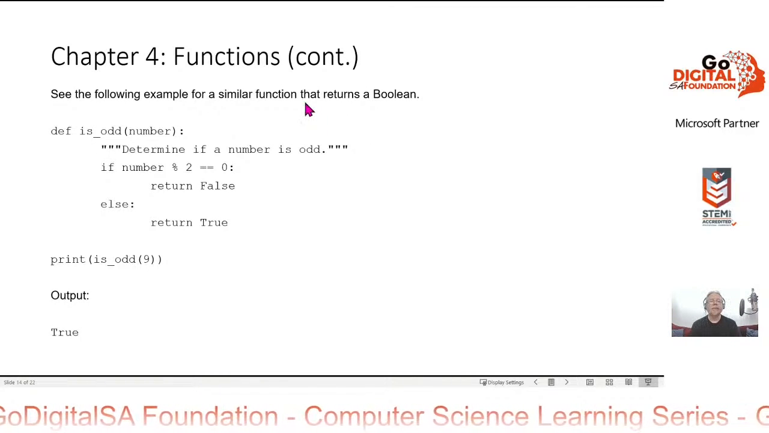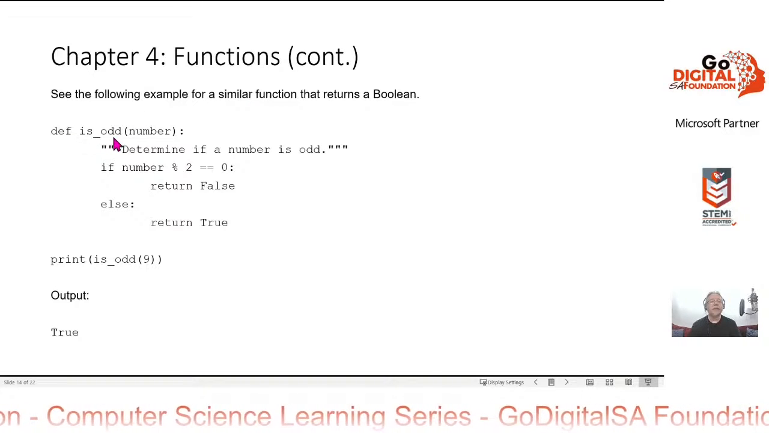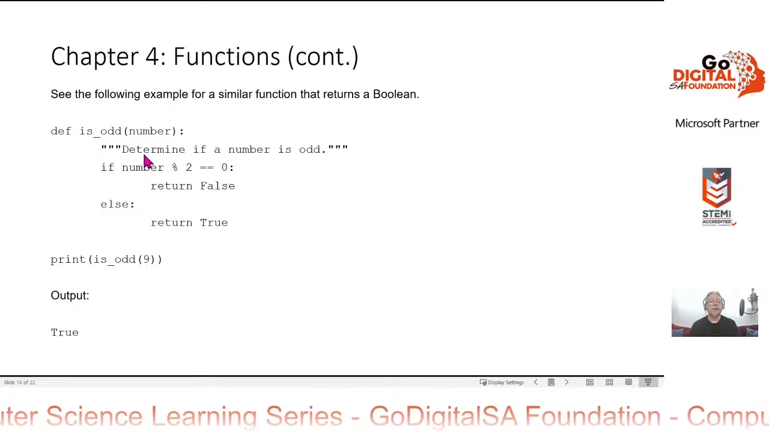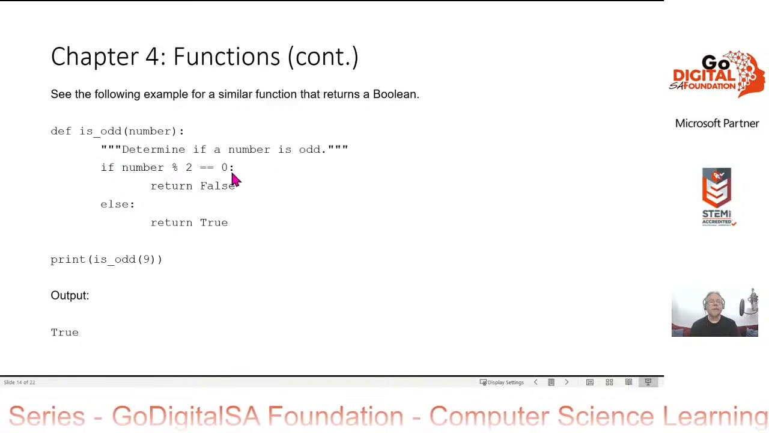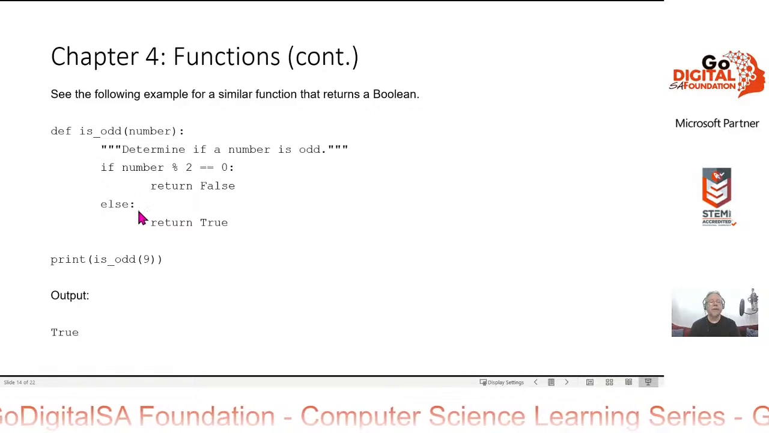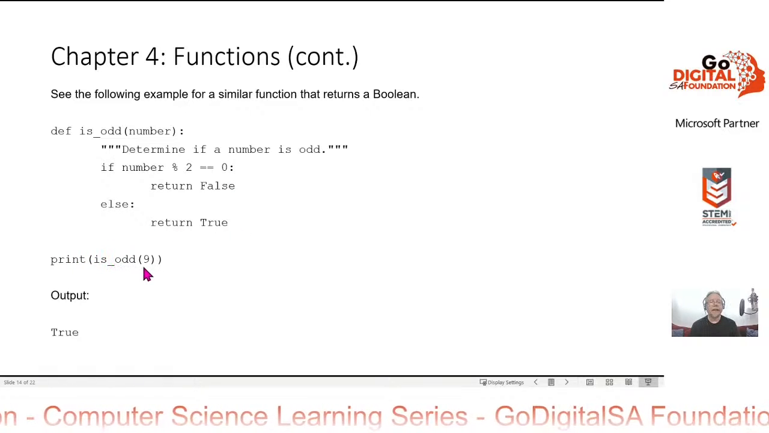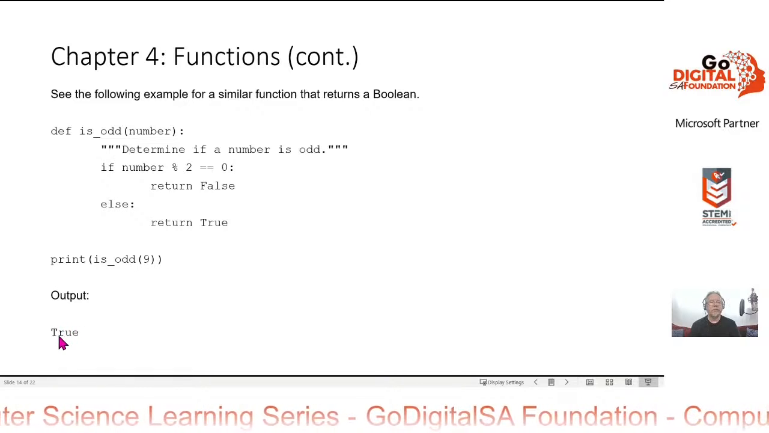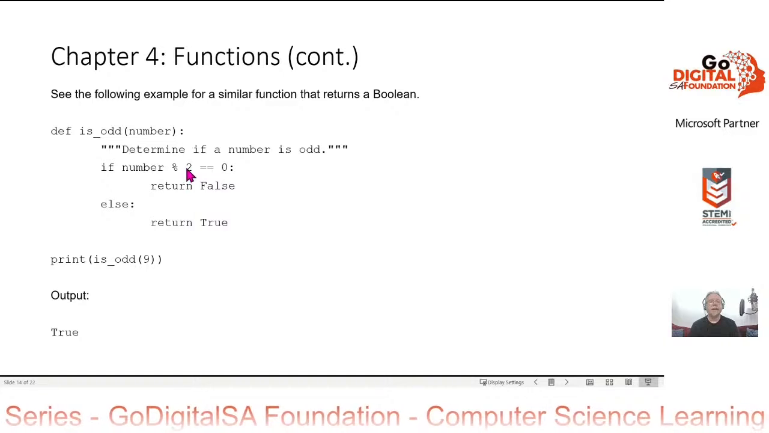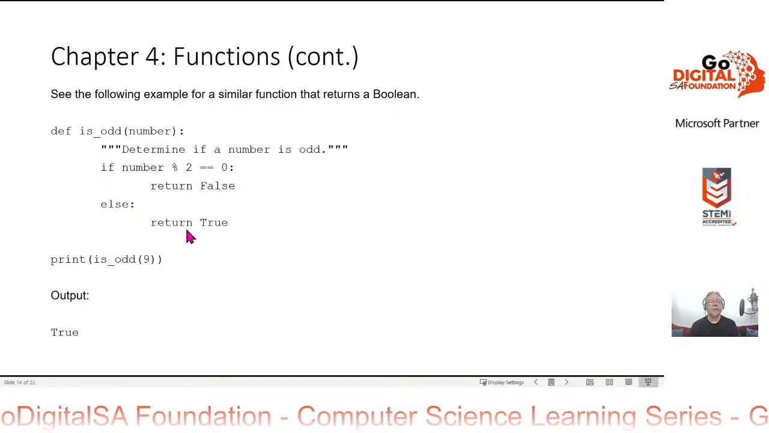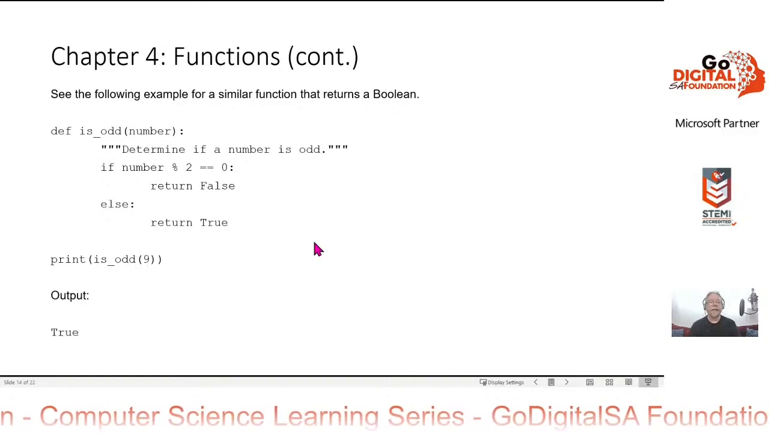See the following example for a similar function that returns a Boolean. So we've got a function define is_odd number, and our docstring is determine if a number is odd. So if the number modulo 2 is 0, then we return false, otherwise we return true. So if we call print is_odd(9), then it's going to return true because again 9 modulo 2 is 1, so it's not equal to 0. So in other words, any function can return any type.